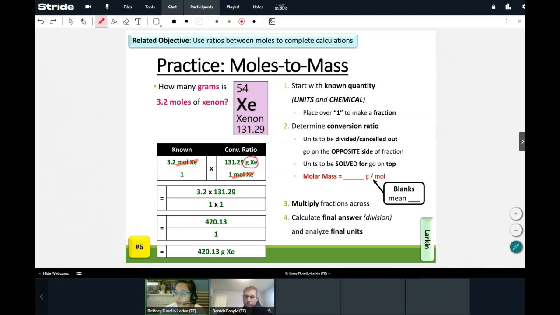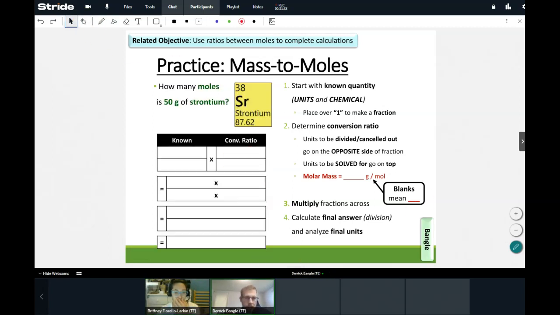You get one more practice problem, and then the last one we need to be able to do on our own, so work, work, work. Strontium, right? So always what we know comes first. So what we know is 50 grams of strontium, Sr. We're going to write that over 1, just to make it a fraction.